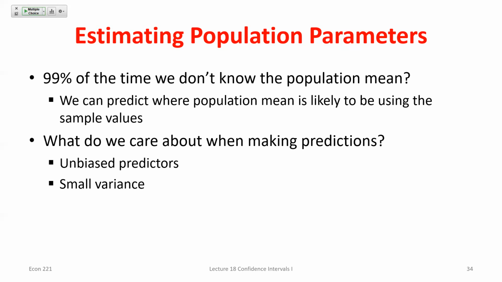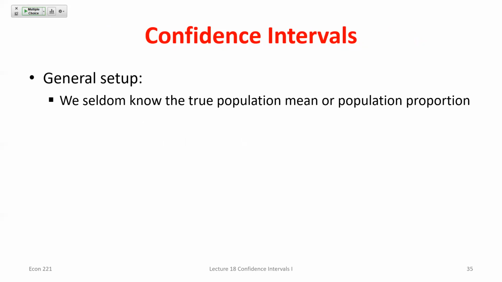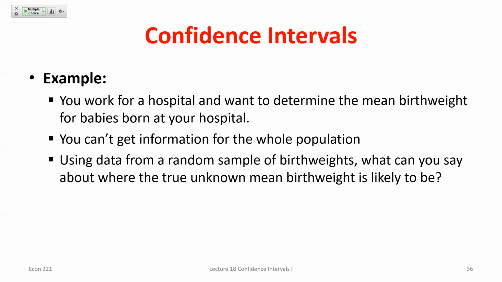We want to make sure that we have unbiased samples. We'll talk about that a little bit. We also want a really low variance on the distribution of that sample statistic. Hopefully by the end of the day, you'll be able to imagine why. So the general setup is that we don't know where the population mean or population proportion is, so we take a sample. From the sample we get an estimate, our sample mean or sample proportion, and from that estimate we'll figure out where the true population mean or proportion lies.